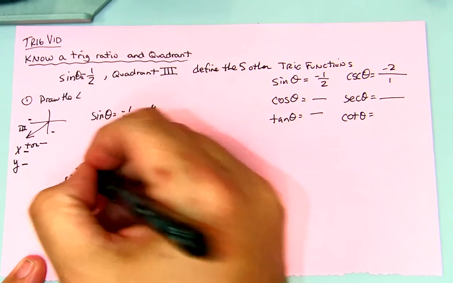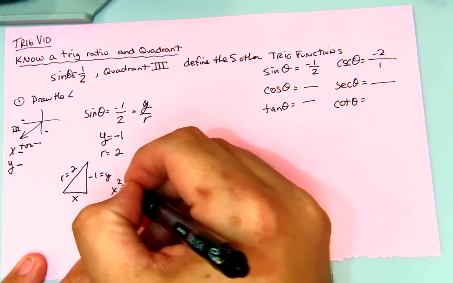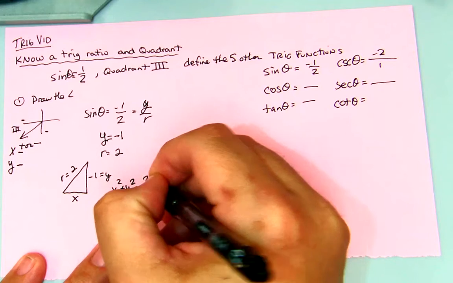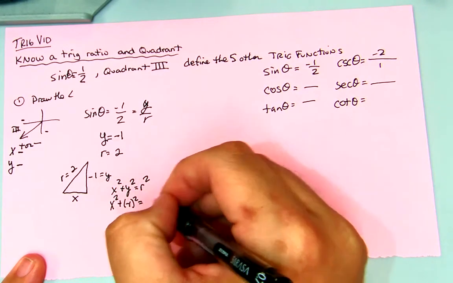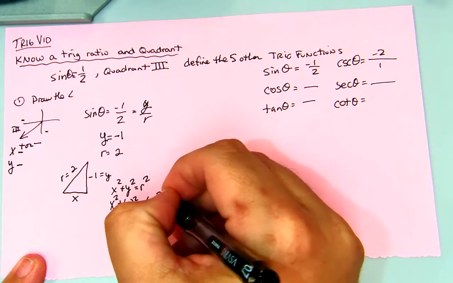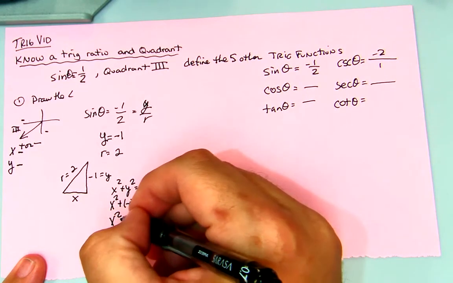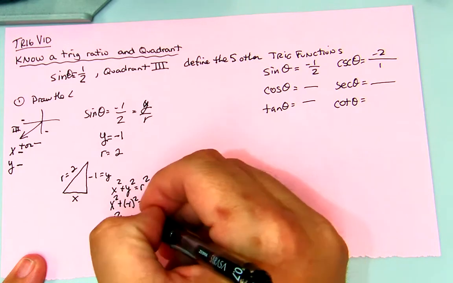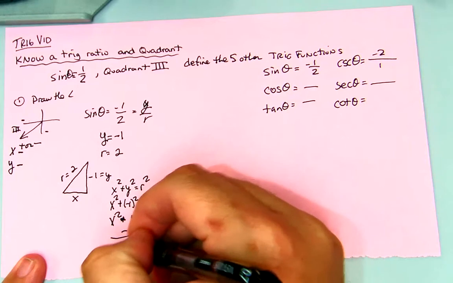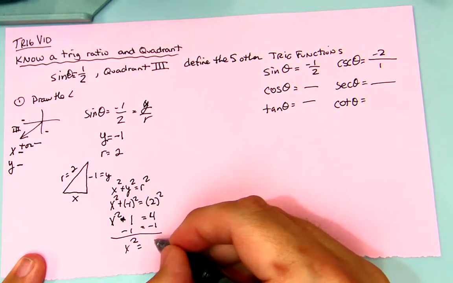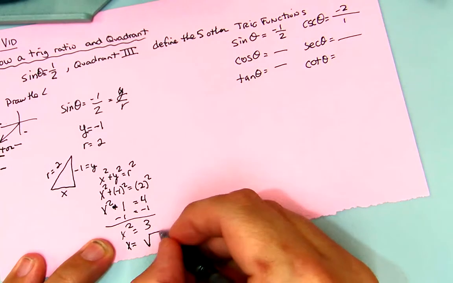is equal to 2. So what I'm going to do is set up x squared plus y squared equals r squared. X squared plus -1 squared is equal to 2 squared. X squared plus 1, because -1 times -1 is 1, is equal to 4. Subtract a 1. X squared is equal to 3, so x is equal to the square root of 3.